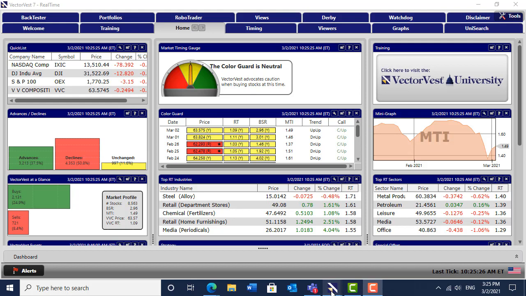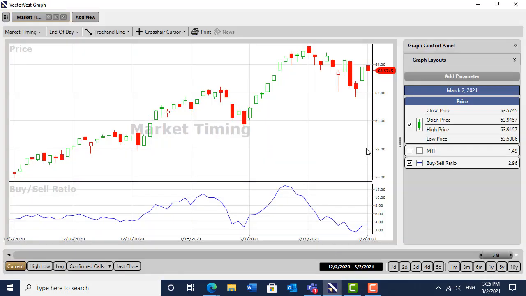So I've got the VectorVest market timing chart running, and that's the VectorVest Composite, which is an equally weighted measure of all of the shares that we follow in the US, a very, very broad measure of the US market. And that's the data over the last 3 months, and this is the volatility we saw last week.